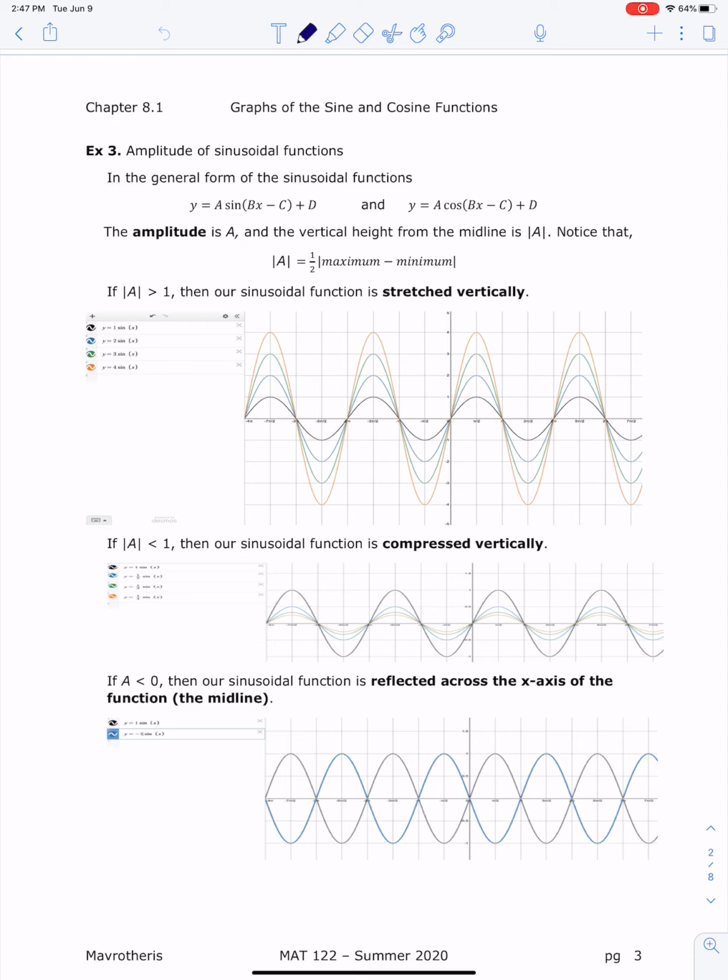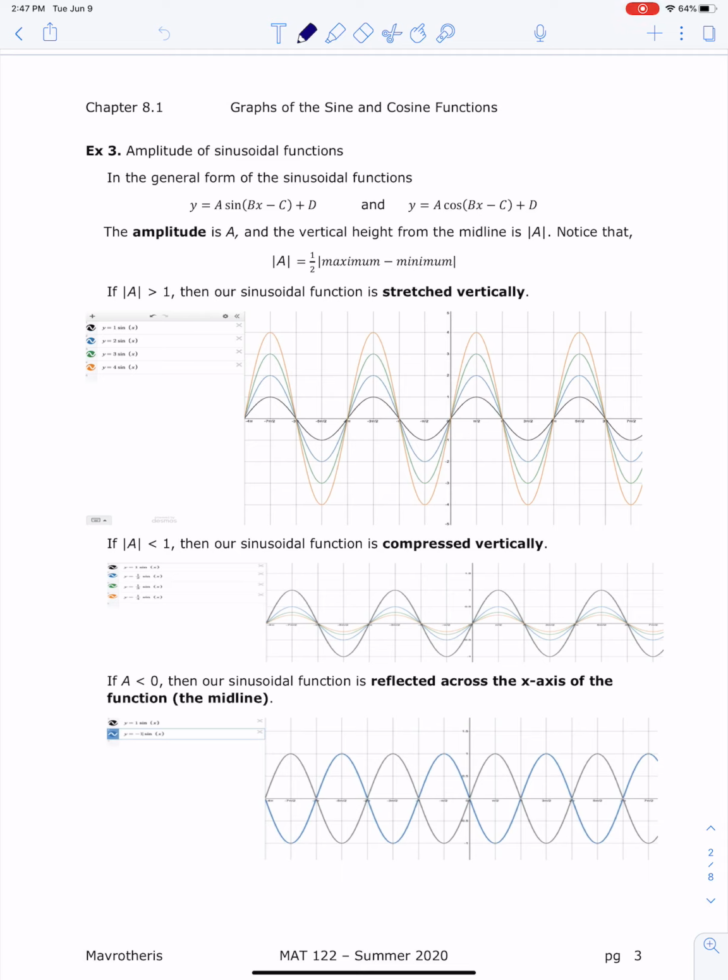Okay, this is section 8.1, graphs of the sine and cosine functions. This will be pages 3 and 4. Not much math to do on page 3. There is some stuff that we want to make sure you're comfortable with, so this will go kind of quick.